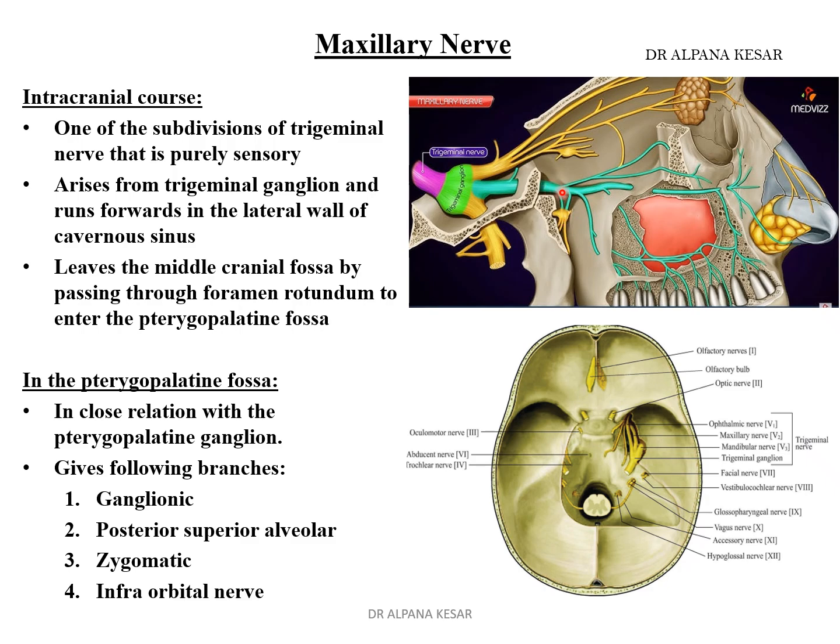In the pterygopalatine fossa, maxillary nerve gives four branches. First, ganglionic branches, which it gives in association with pterygopalatine ganglion. Second, posterior superior alveolar nerve. Third is zygomatic nerve. And fourth is infraorbital nerve. Infraorbital nerve is a forward continuation of maxillary nerve.